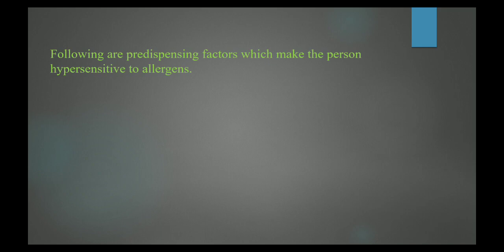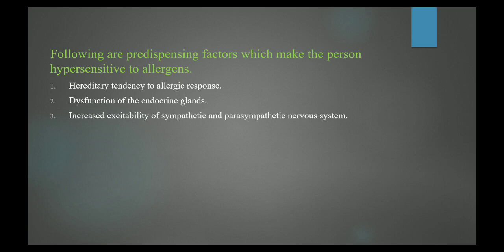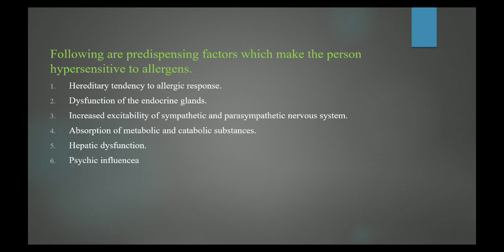Following are predisposing factors which make a person hypersensitive to allergens: hereditary tendency to allergic response, dysfunction of endocrine glands, increased excitability of the sympathetic and parasympathetic nervous system, absorption of metabolic and catabolic substances, hepatic dysfunction, and psychic influences.